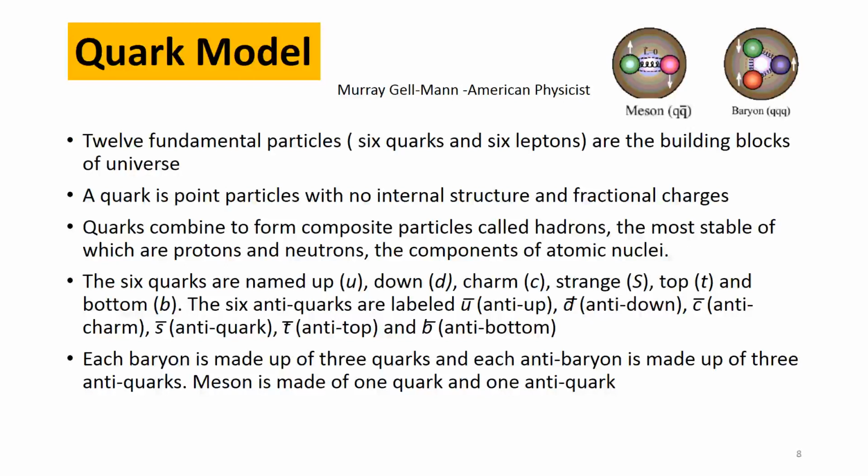It is diagrammatically represented here. This is the meson, composed of 1 quark and 1 antiquark. The second picture shows the quark combination of a baryon. It is composed of 3 quarks. If it is an antibaryon, it is composed of 3 antiquarks, like that.